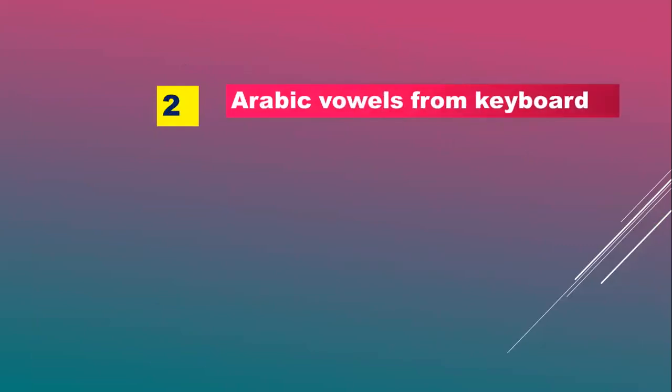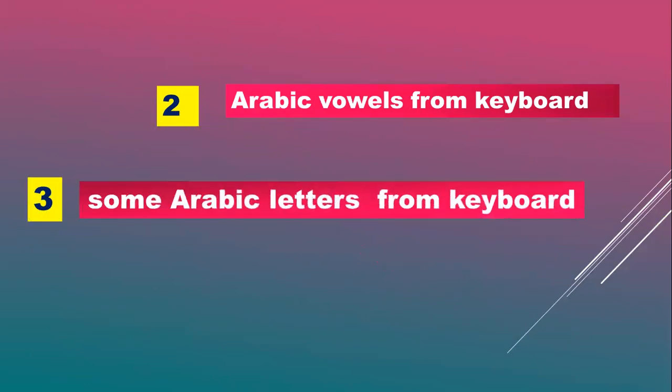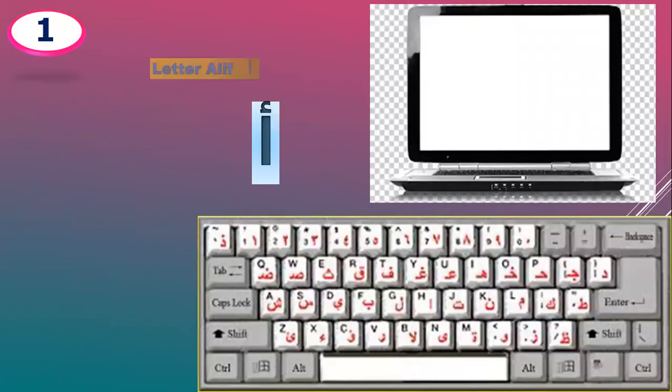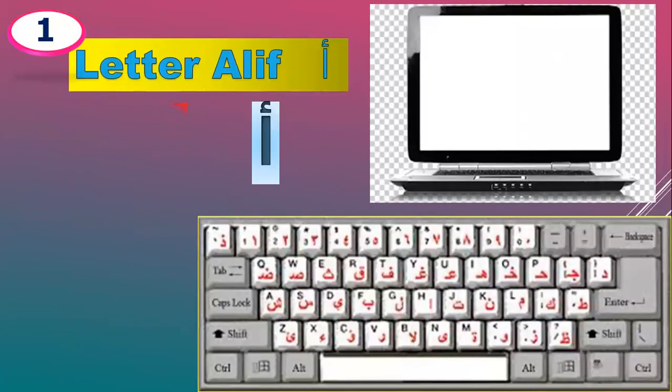Alhamdulillah, we finished the second part, Arabic vowels from keyboard. Let's go to the third part, some Arabic letters from keyboard: letter Aleph, letter Lam Aleph, and Hamza. Let's start with letter Aleph.